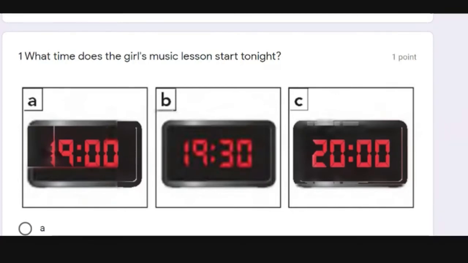Listening, Unit 8, page 100E. There are 7 questions in this part.